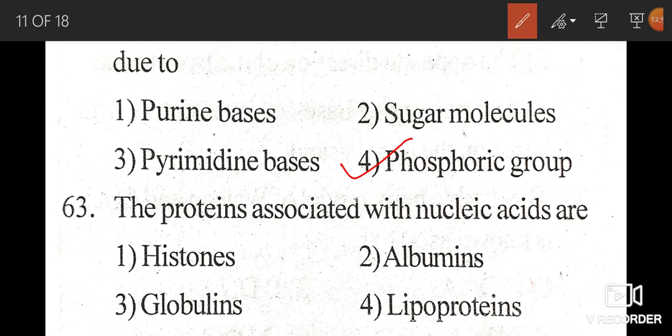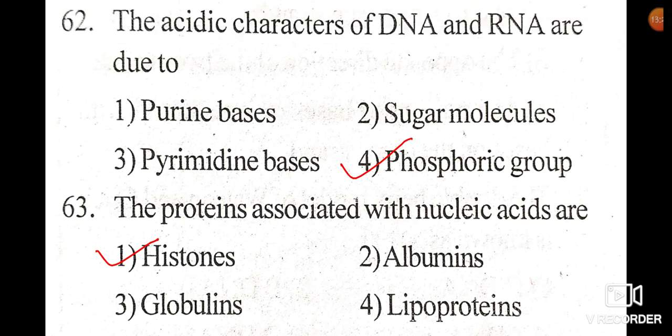Question number 63. The proteins associated with nucleic acids are. Right option is first, histones. The proteins associated with nucleic acids are histones. So histone proteins are associated with nucleic acids.